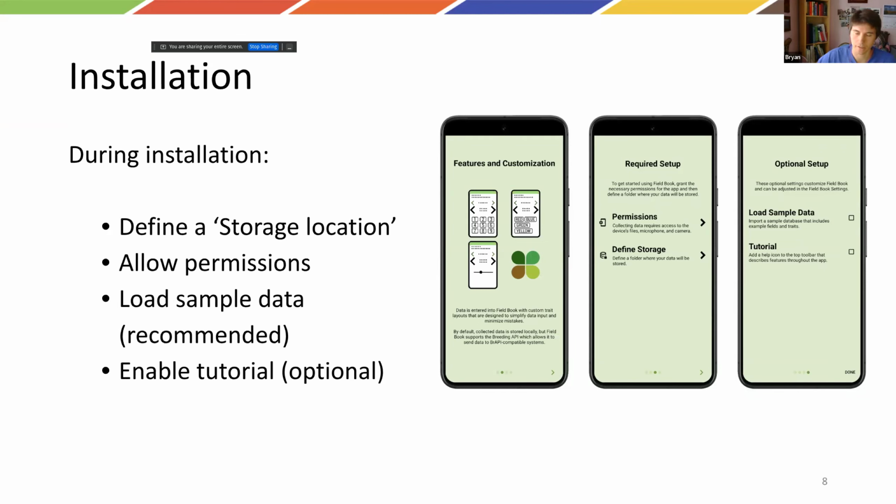Okay, here's the first thing that's changed a little bit in version 6. During the installation process, there are a few housekeeping things you have to do. One is to define a storage location. So that's where Fieldbook will write files on your device. And you'll also have to accept or allow permissions for Fieldbook to access the camera or your location data while the app is open. We also recommend, if you haven't used the app before, to load sample data and even potentially the tutorial.